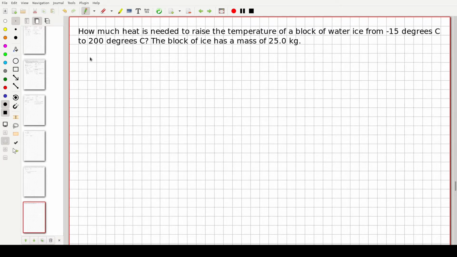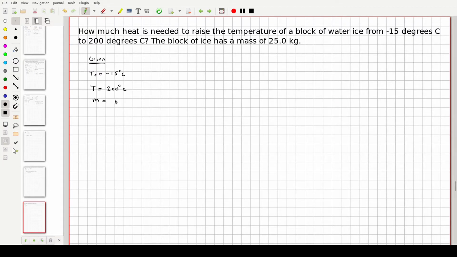Okay? So let me just write down my givens, and I'll talk more about the process. So my initial temperature of my water is minus 15 degrees Celsius. My final temperature, which I'm just going to call T, is 200 degrees Celsius.